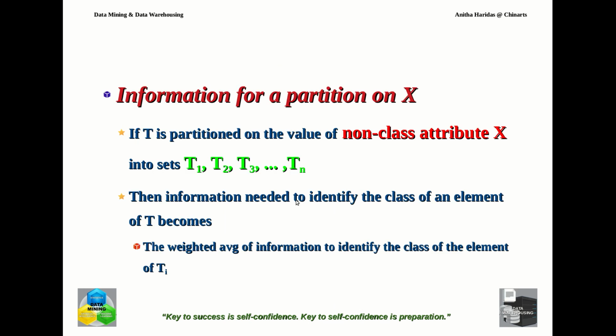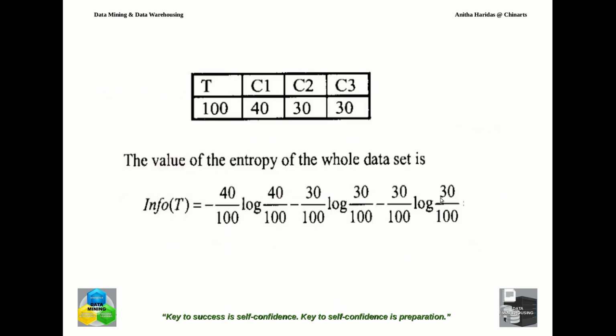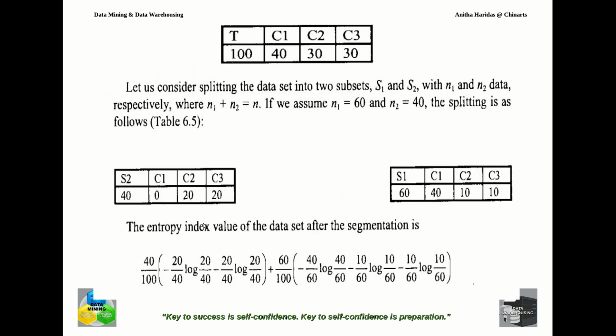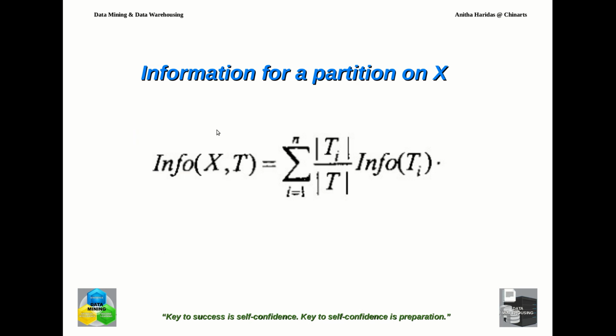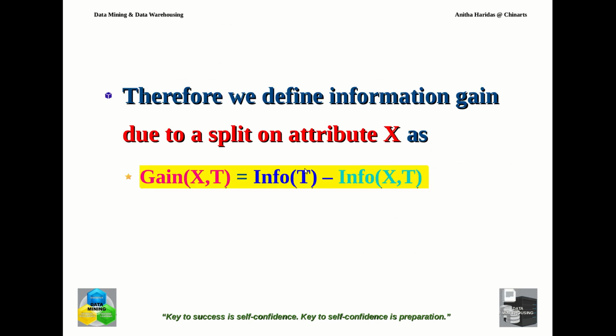How do you calculate info of T? This is how we calculate info of T. So I know how to calculate info of T. How do you calculate info of X comma T? This is how we calculate info of X comma T. So whatever is your attribute, you can take info of X comma T. So this difference will give you the information gain due to a split on attribute X.